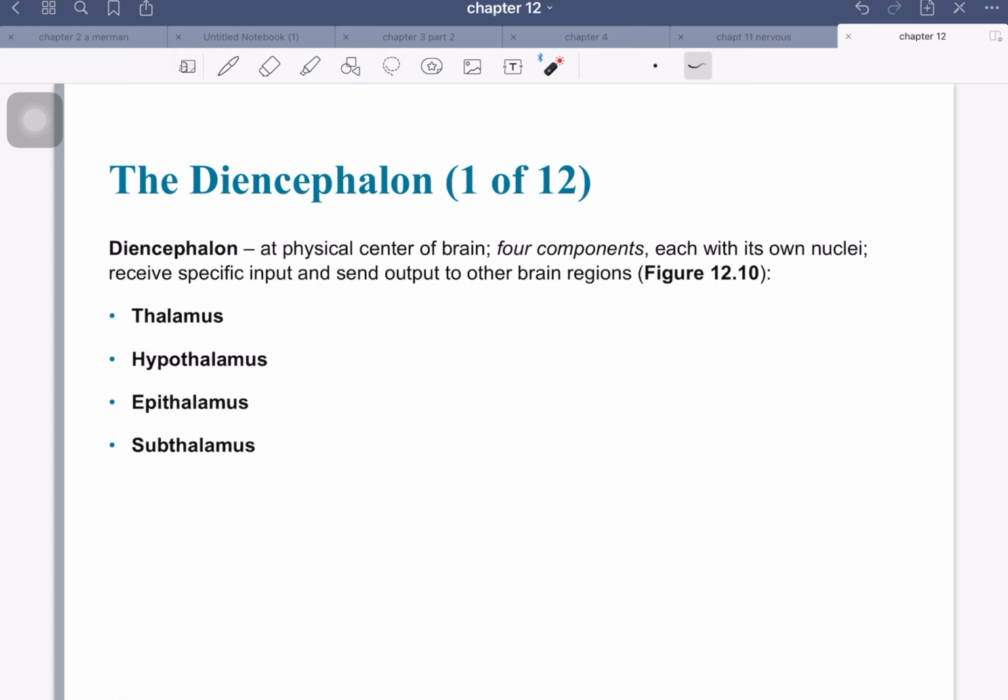And these four components each have their own group of nuclei that receive specific input and also send output to other regions of the brain. And really the diencephalon is about information coming in and being sent out to the right place. That's one of the major things that happens. Plus there's a whole number of other in-house tasks that occur, and we'll see them as we go through this.